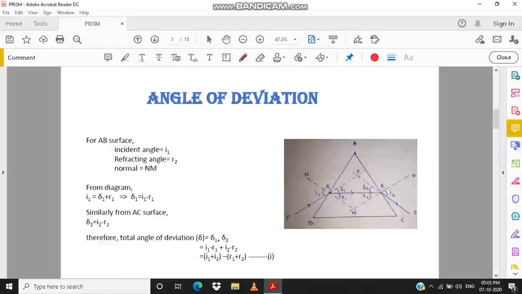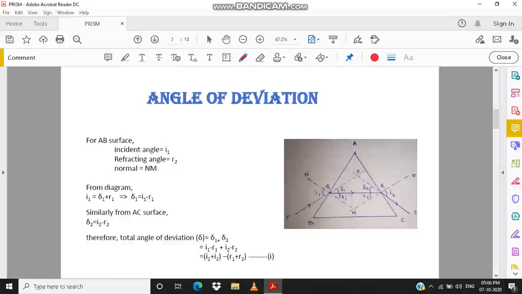Now we see that PQ can be extended forward in this direction, right? But it bends away from the normal. So this angle is termed as del 1. Why? Because there is a change in the medium and the light actually bends away or bends towards the normal. Here it bends away. Similarly, we will be extending RS backward. So you see this angle made with this normal is del 2. So here we will be finding the total angle of deviation.